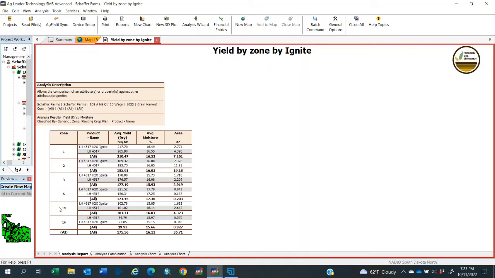So I'm going to ignore it. Zone 19, the sand. Remember, we're saving 17, 18 bucks an acre, and we're gaining 1.7 bushels. And on zone 16, we're just lucky we're getting a crop off of it this year as dry as it was.